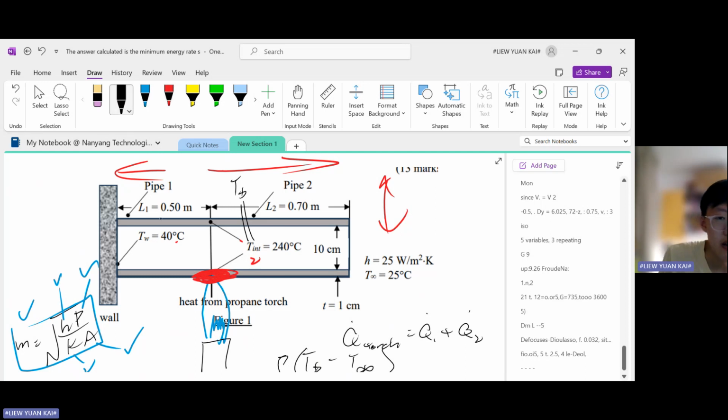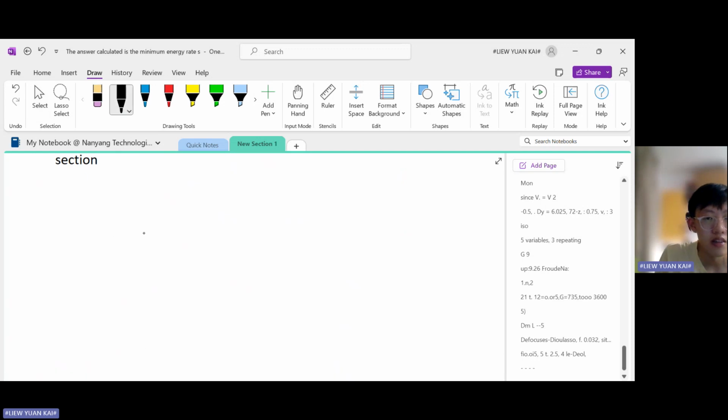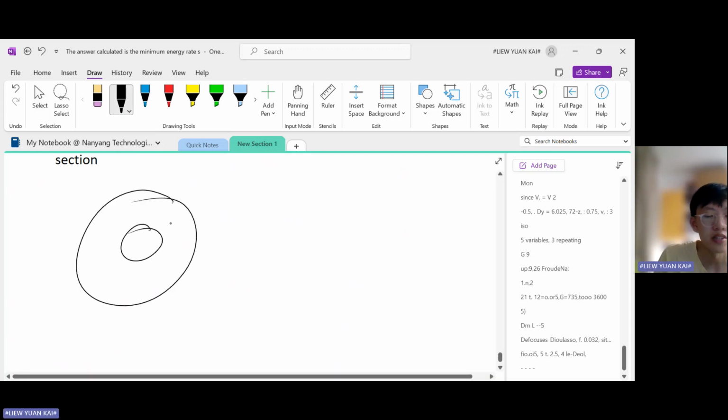Okay, so let me put my eye here. Imagine we cut this at this spot. So we cut it over here, and then we put our eye here. Okay, so I'm gonna look into the cross section of the pipe. So when you do that, what will it look like? So this is the pipe cross section, right? And this is the flame, the propane flame.